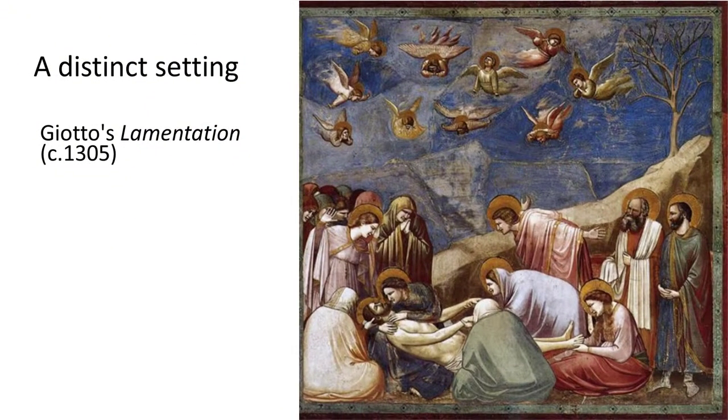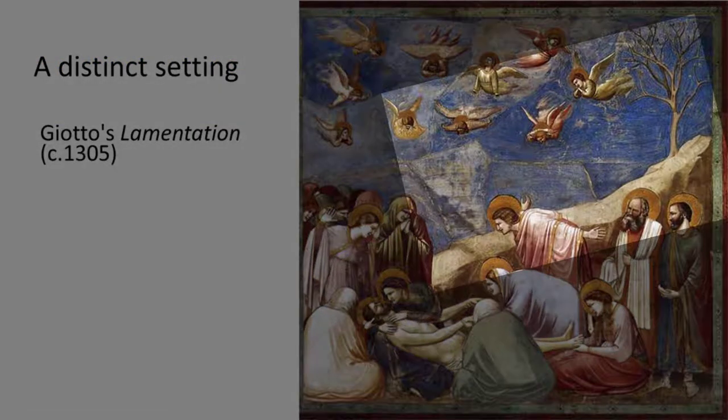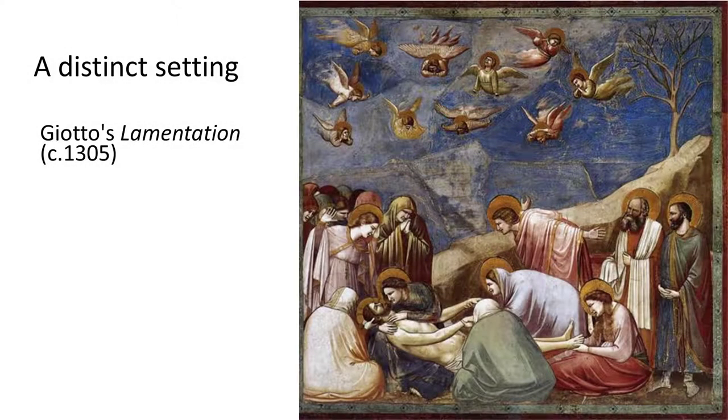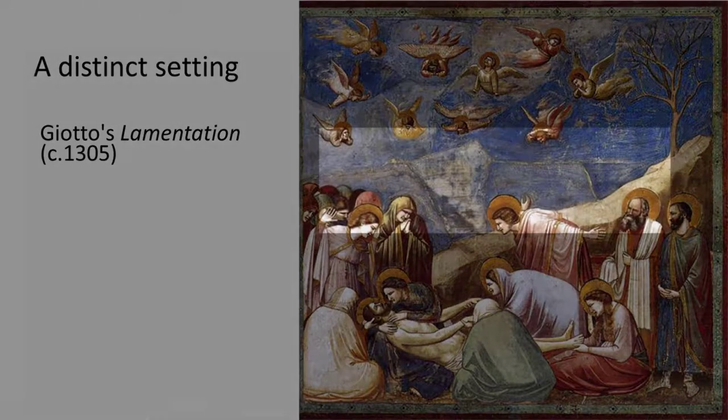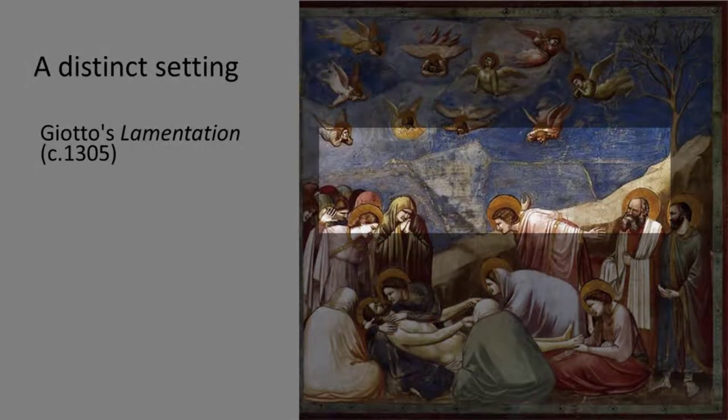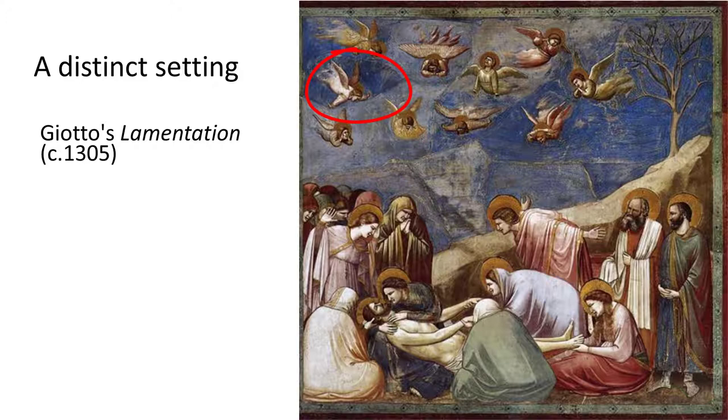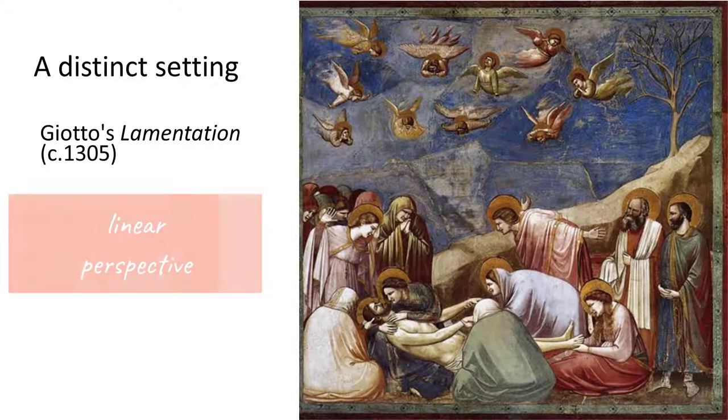Something else that is new in this proto-Renaissance era is an increased use of a distinct setting. Unlike the flat backgrounds in the previous style, Giotto introduces elements of landscape to produce a distinct setting for his scene. Note the hill in the foreground with the tree. It almost looks more like a fence or a wall than it does a mountain, but it has a tree growing out of it. We can also see that there are mountains in the background, and this play of dark and light is happening. In this painting, we also see the use of linear perspective.